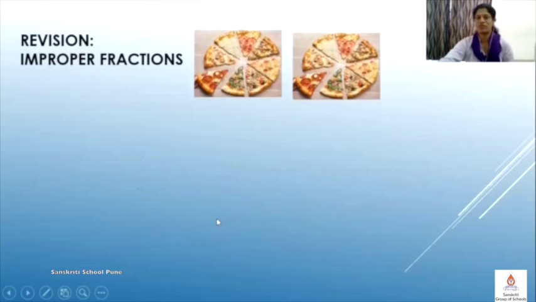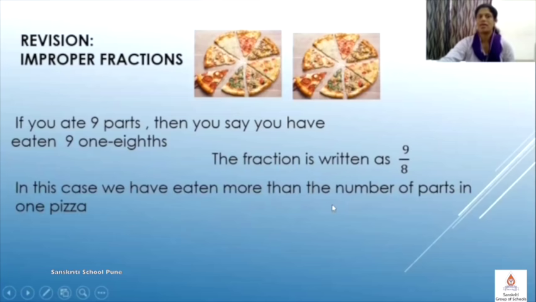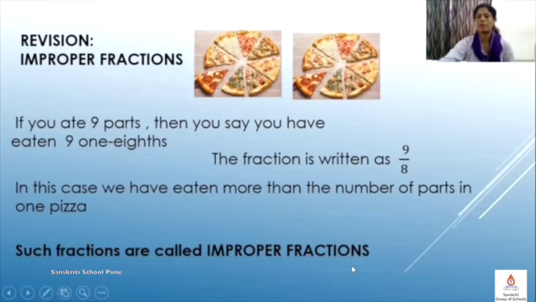Let's revise improper fraction. Keep these two examples in your mind. If you ate 9 parts, then you say you have eaten 9 times 1/8. How do you get 9 parts when you have only 8 parts in one pizza? You need to order an identical pizza. So the fraction is written as 9 upon 8. In this case, we have eaten more than the number of parts in one pizza. So such fractions are called improper fractions because your numerator is greater than the total number of parts available in one particular object.